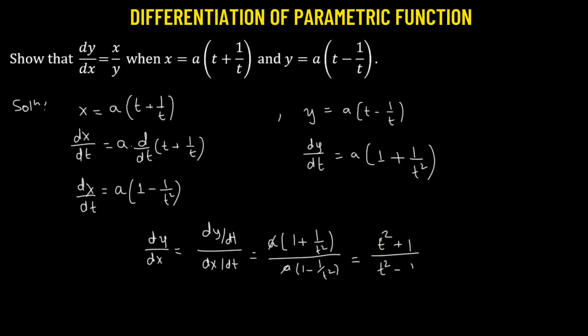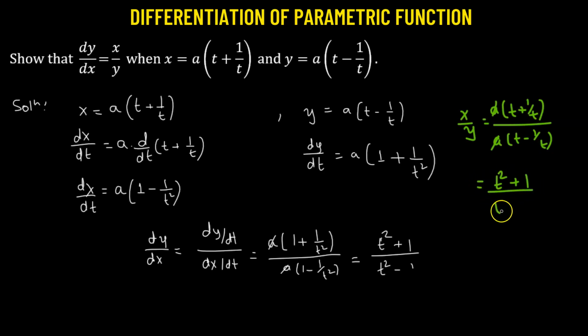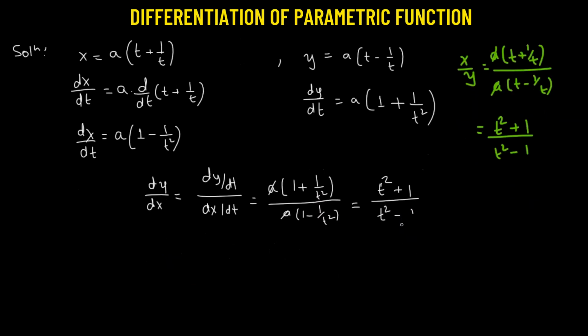Now, if we consider x and y, and divide x by y, for x we have a multiplied by t plus 1 over t, and for y it's a multiplied by t minus 1 over t. Clearly a and a get cancelled out, and if we multiply both numerator and denominator by t, we get t squared plus 1 divided by t squared minus 1. This is exactly what we obtained for dy over dx. That means we can say that the derivative of y with respect to x is also equivalent to x over y, and this is what we had to show, hence proved.